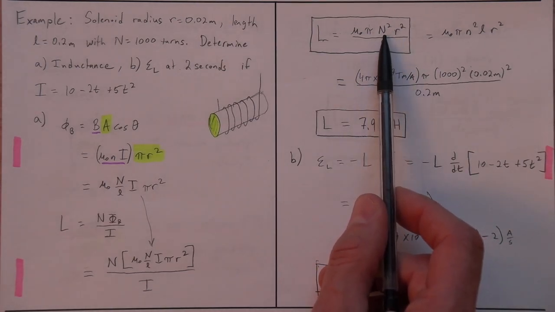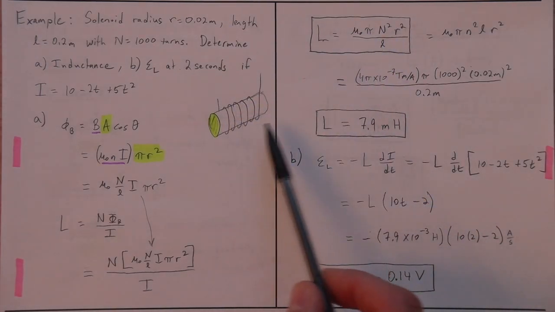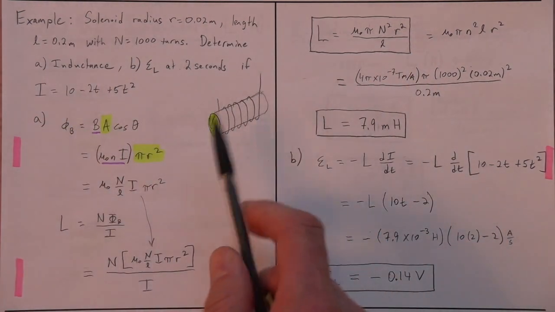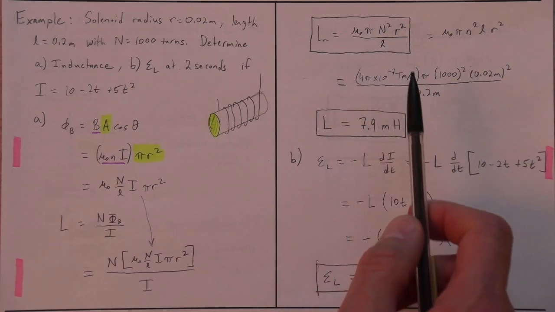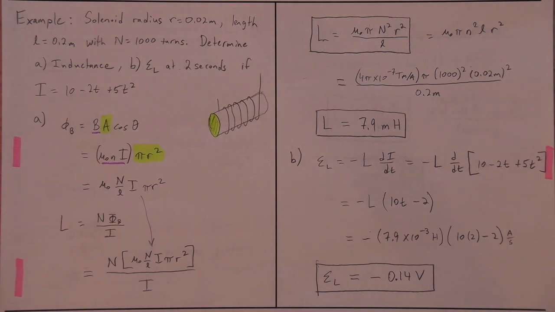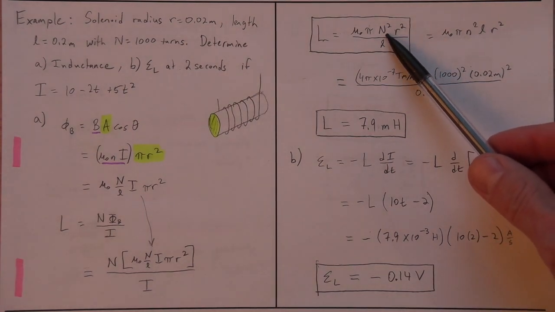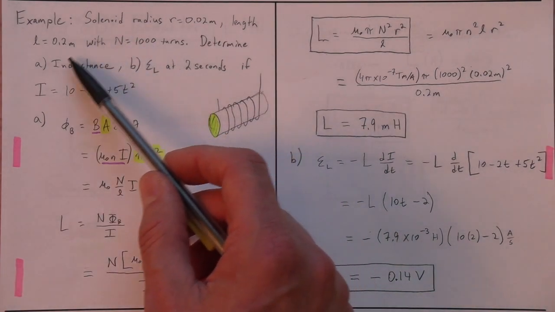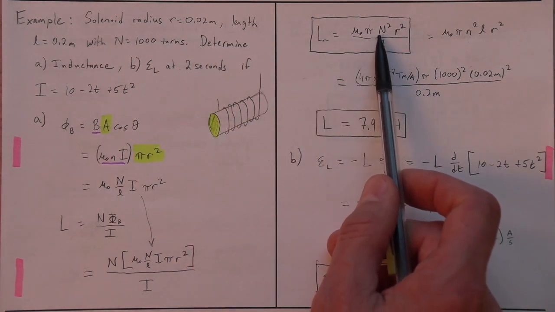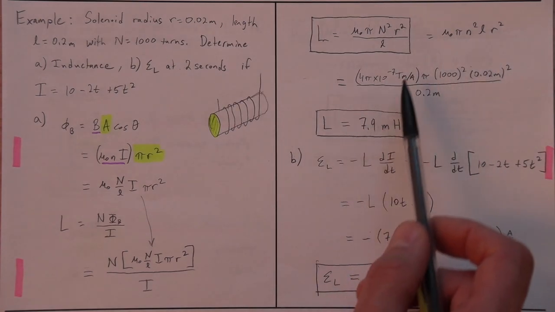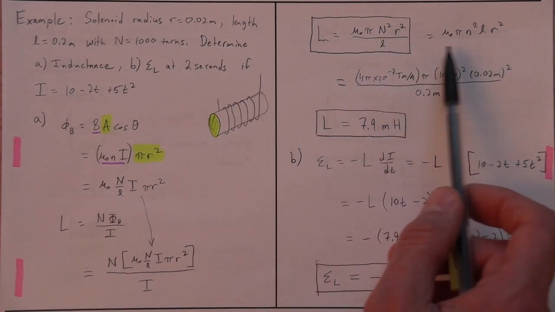It depends on how many wire turns you have. That kind of makes sense: more wire wraps, more inductance. The bigger the diameter or radius of the solenoid, the bigger the inductance. And the longer it is, the smaller the inductance. Also, sometimes they replace capital N: if lowercase n is capital N over L, then capital N is n times L squared, and if you plug that in, you get this expression. But these are all just details.